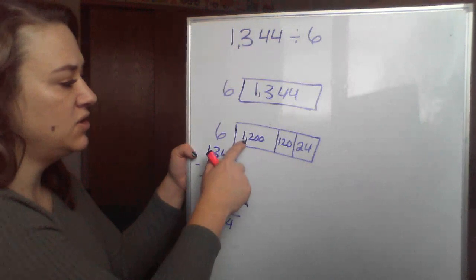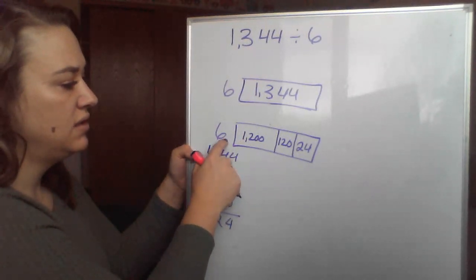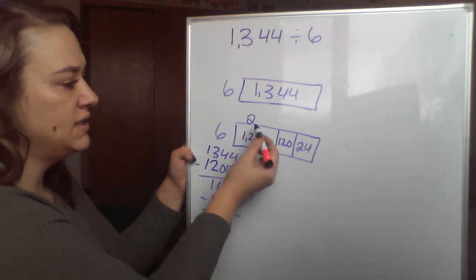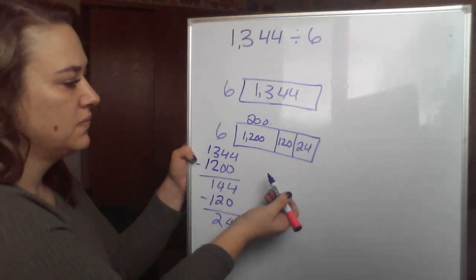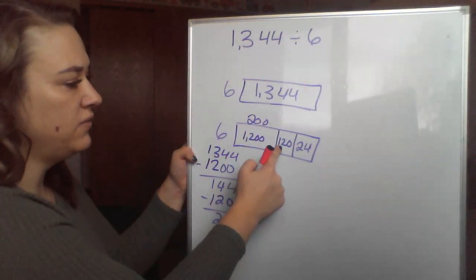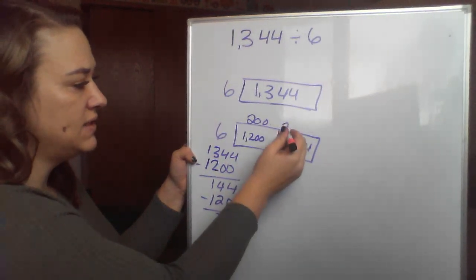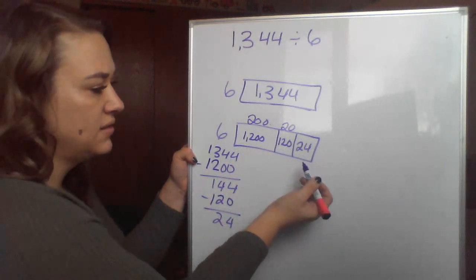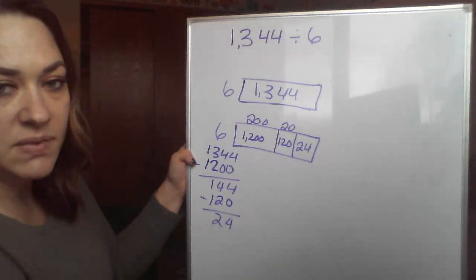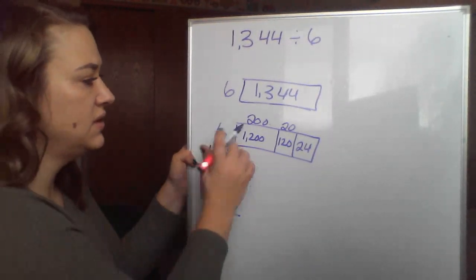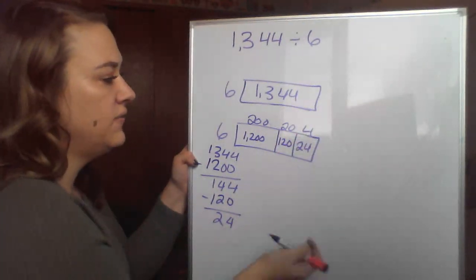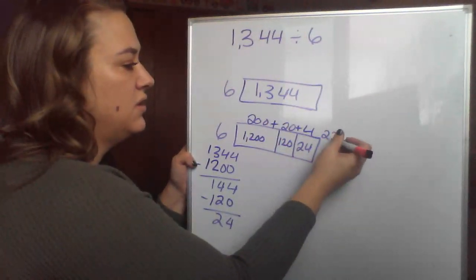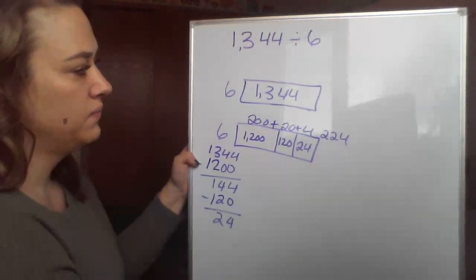Well, 6 can go into 12 how many times? 6 can go into 12 2 times, and I add my zeros. Again, 6 can go into 12 2 times, add your 0. 6 times 4 gives me 24. So 6 times 4, 24. When I add these together, it gives me 224.